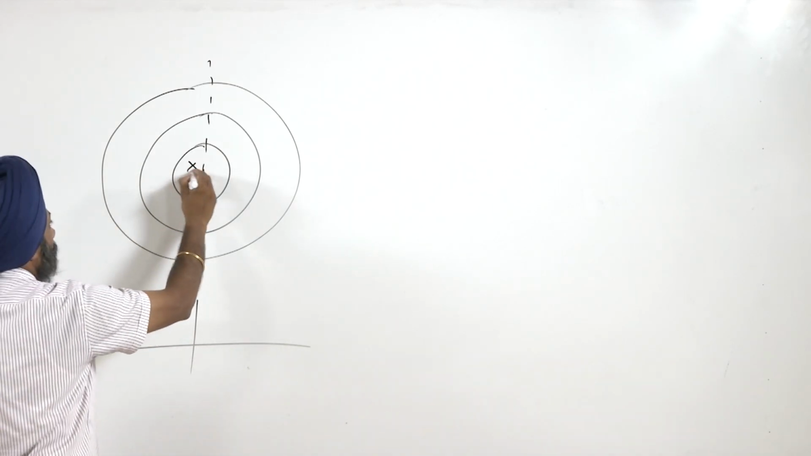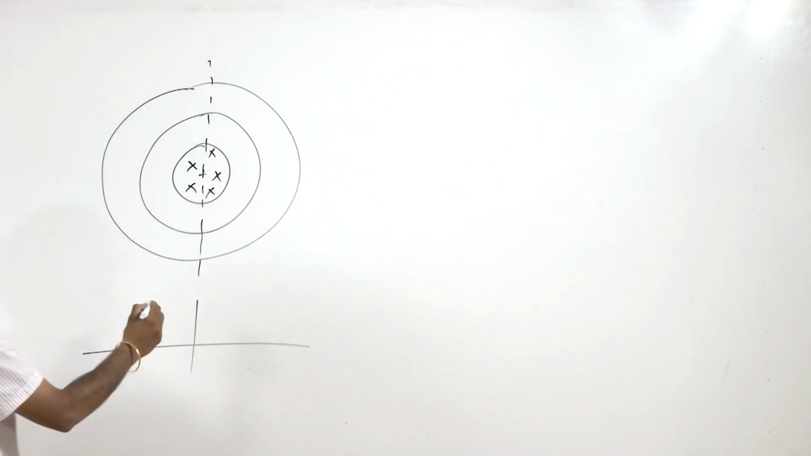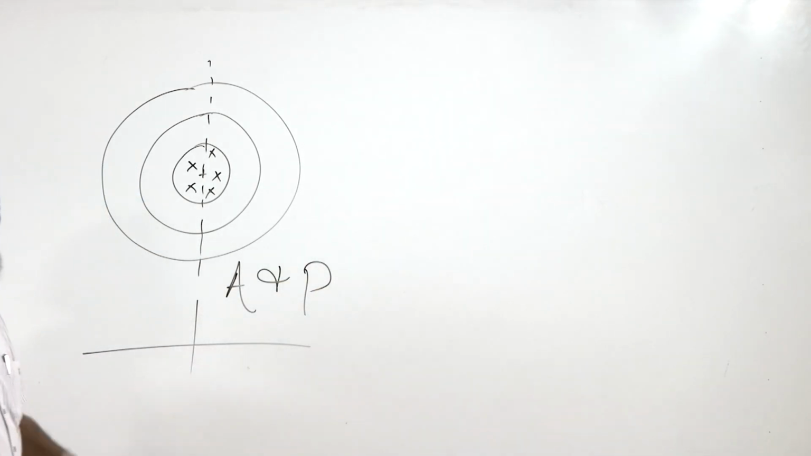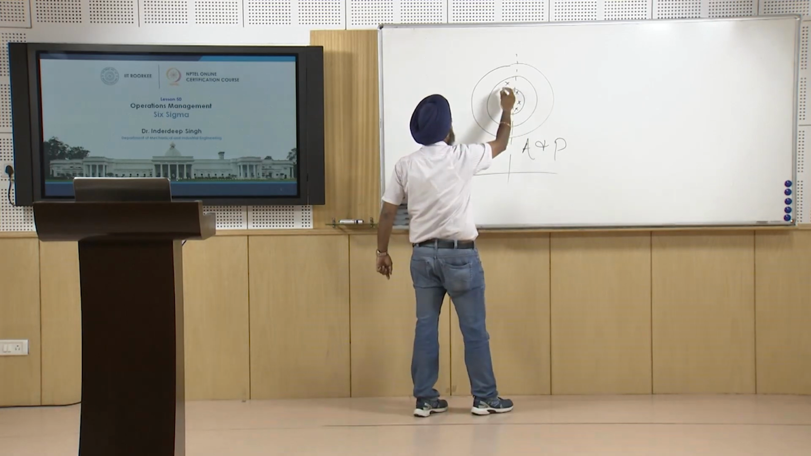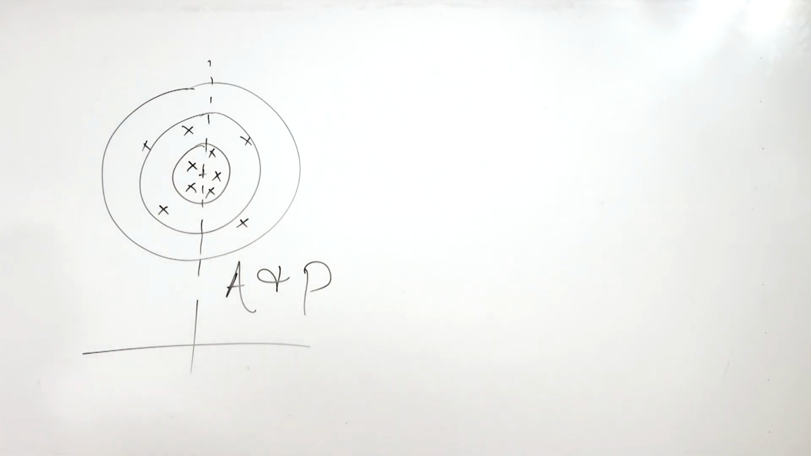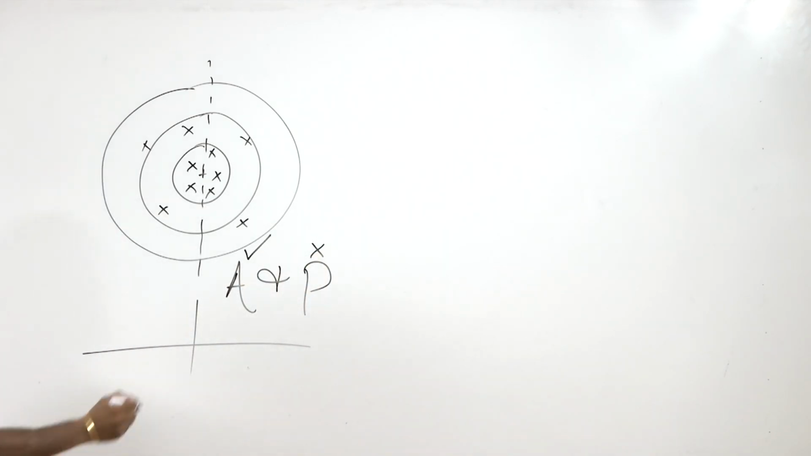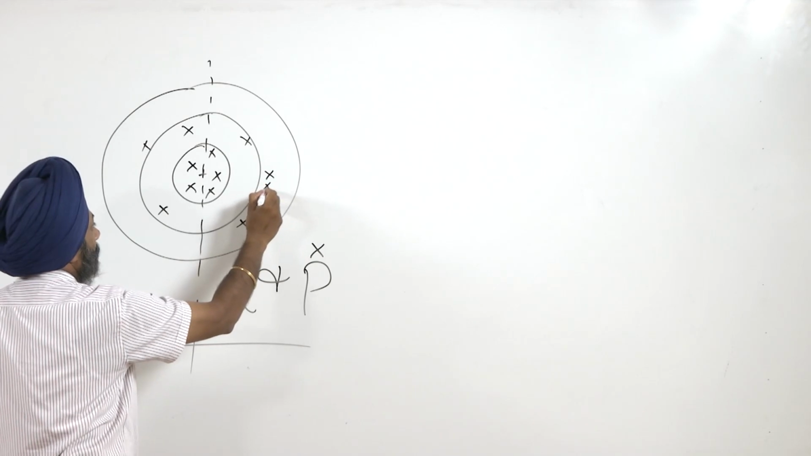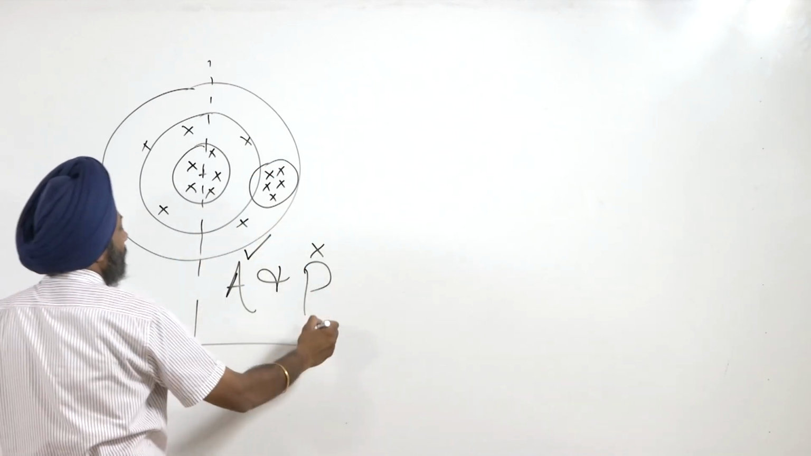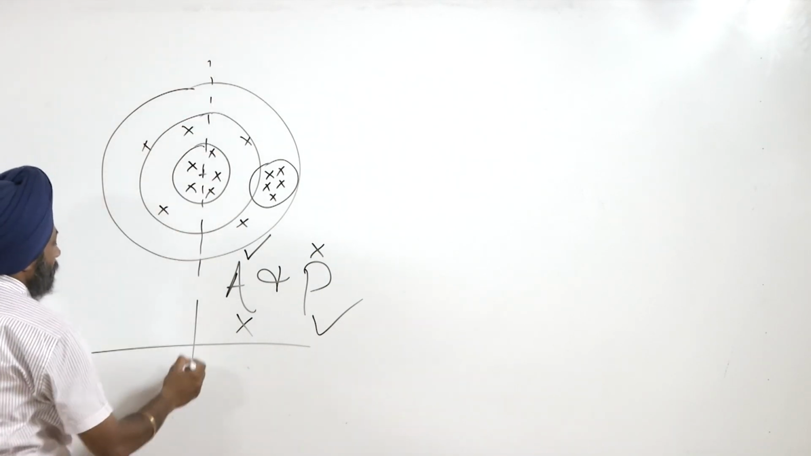So if the shooter is shooting his 5 shots here, we will say the shooter is both accurate and precise. Now if the shooter is shooting like this, we can say he is accurate but not very precise. Now suppose the shooter is shooting like this, we will say the shooter is precise but he is not accurate, because accuracy is this, this is our target.